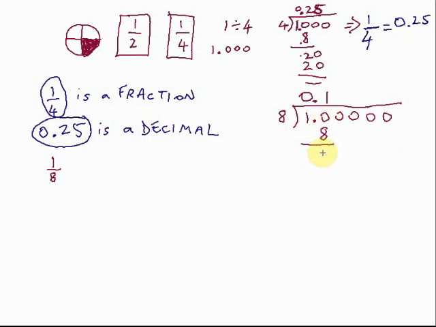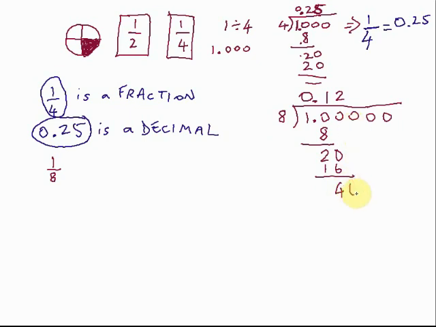Subtract 8 from 10 leaves us 2. Bring down the 0 here. Does 8 go into 20? Yes, it does, 2 times. What are 2 8s? They are 16. 16 from 20 is 4.